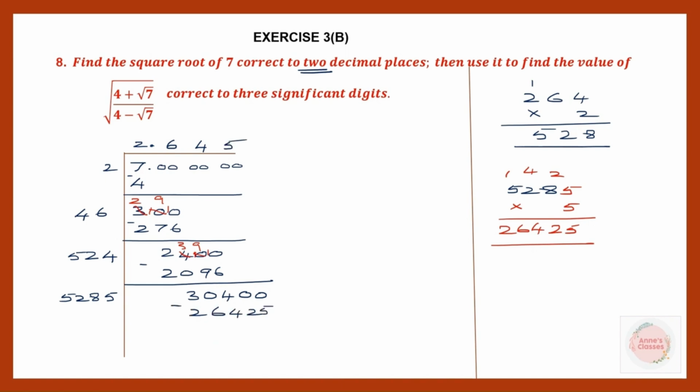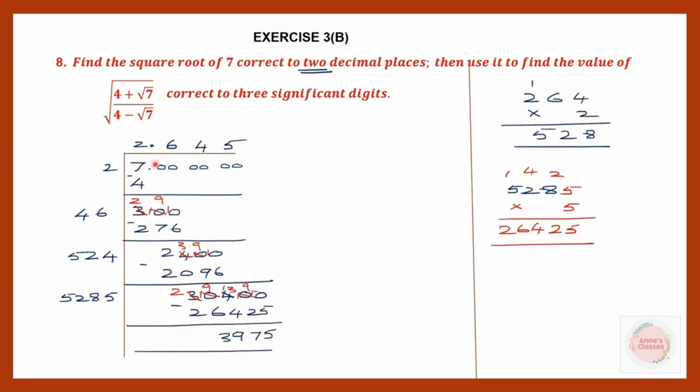26,425. Let's subtract this. Again, we need to borrow here. So this becomes 3, 10, 9 and 10. 10 minus 5 is 5. 9 minus 2 is 7. Now 3 we can't do. Again, we have to borrow. So we'll borrow from here. So this has now become 10 and 9. Now this has become 13. 13 minus 4 is 9. 9 minus 6 is 3. So the remainder is 3,975.